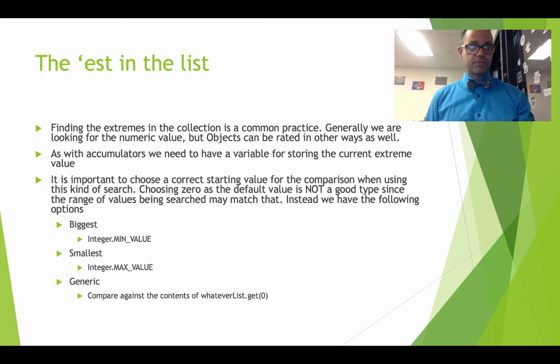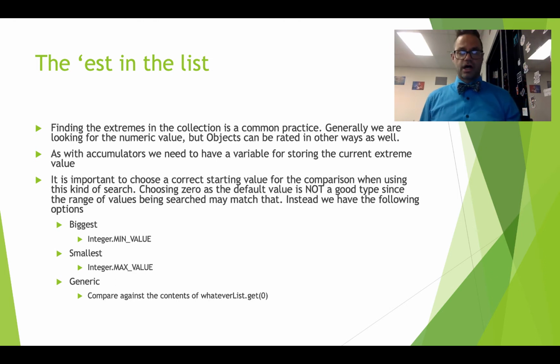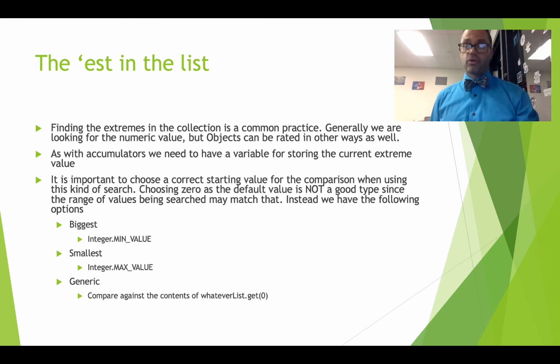However, when we're looking at this, we've got basically three ways of looking at it. We can look for the biggest or the smallest, or we can just start off with the default value inside the list. For the biggest, I like to start off with Integer.MIN_VALUE, or if I'm working with doubles, of course, Double.MIN_VALUE. With Integer.MIN_VALUE, when I'm looking for the biggest, everything is bigger than negative 2 billion and change.